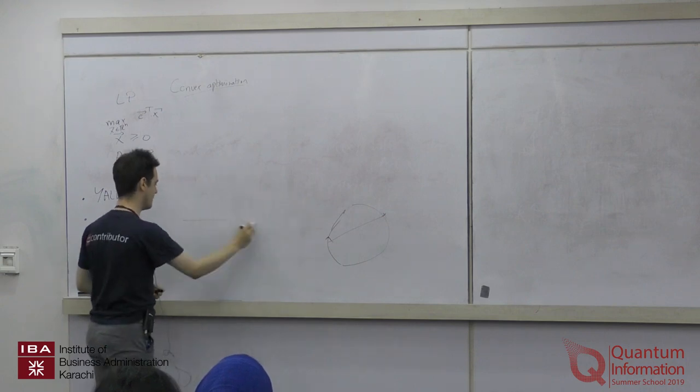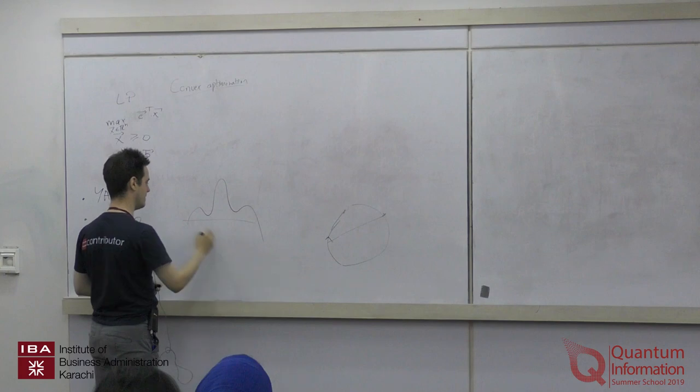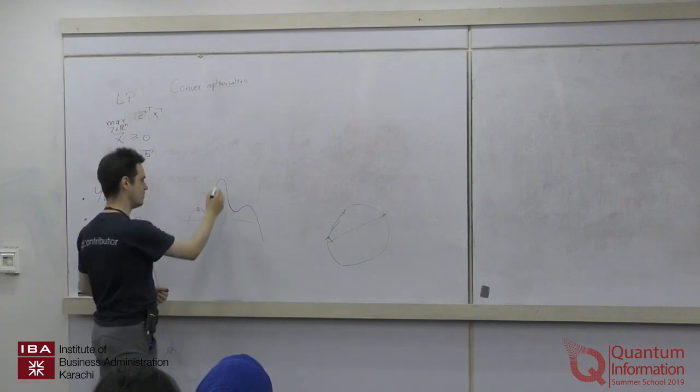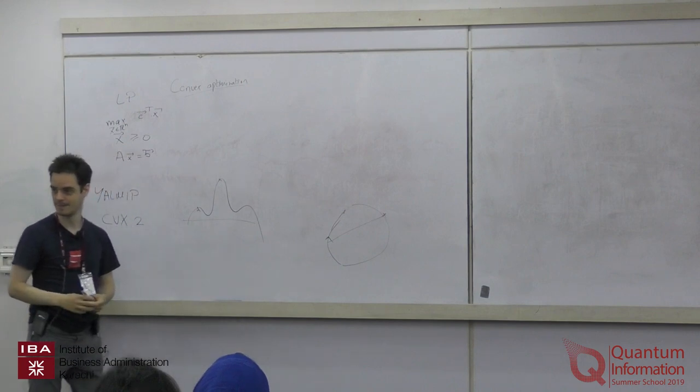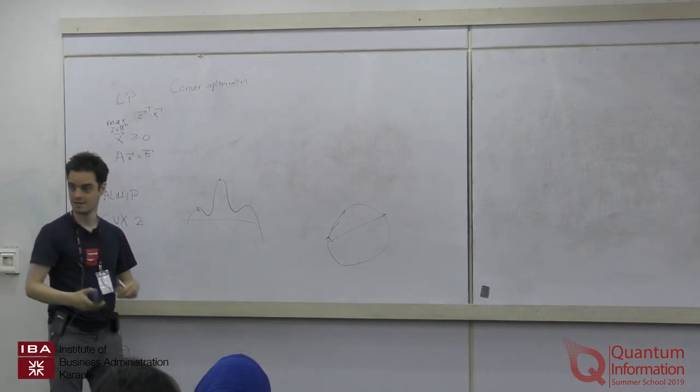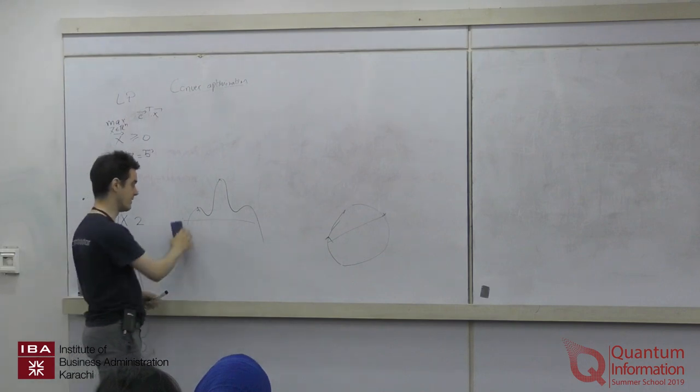You don't get stuck when you optimize, for example, a function like this. You would say, oh, I think I'm at a maximum, but actually you're not at the global maximum. So convex problems don't have these difficulties. So they are really efficient and robust to solve on a computer.